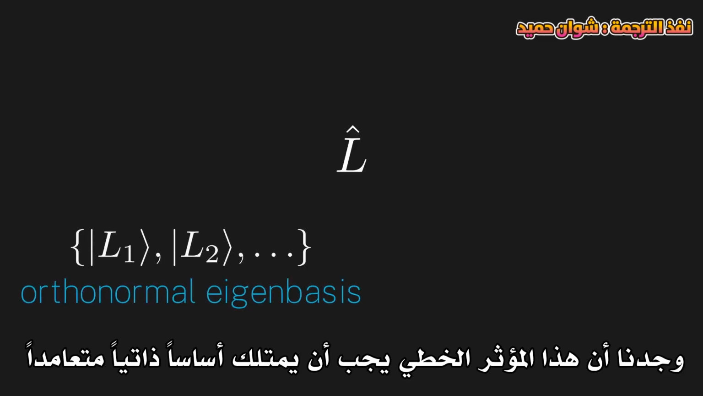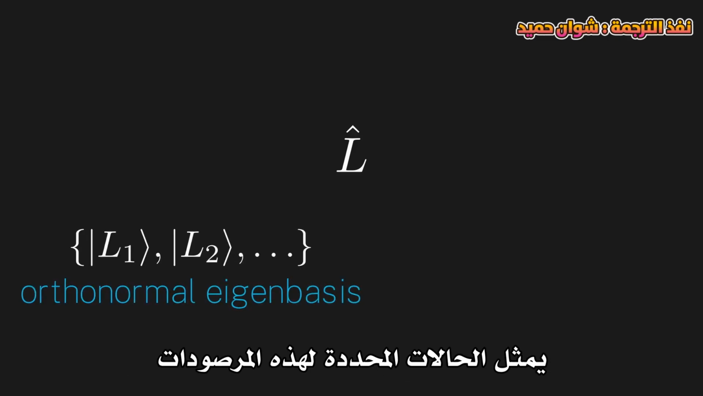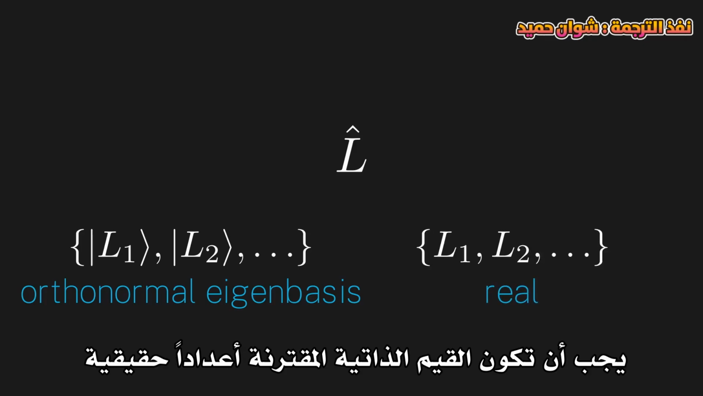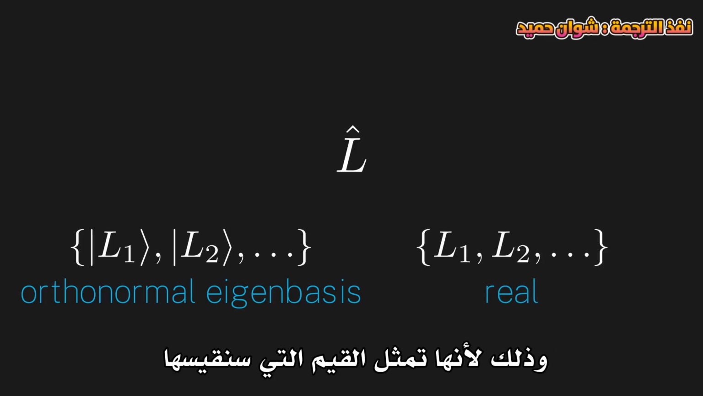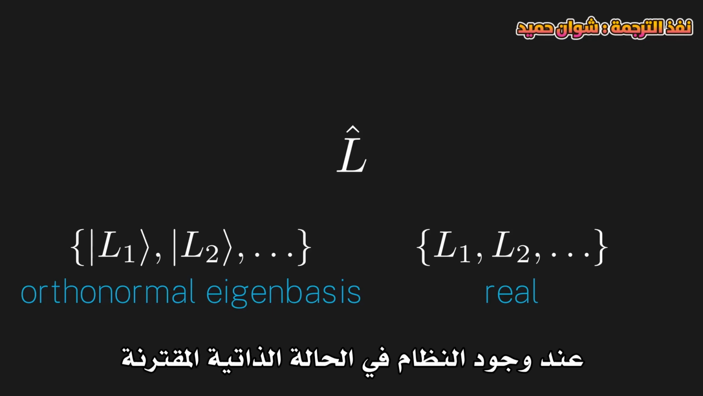So let's summarize a bit. In quantum mechanics, all physical observables are represented by a linear operator. By just considering physical intuition, we found that this operator must have an orthonormal eigenbasis, representing the definite states of this observable. The corresponding eigenvalues must be real, because they represent the values that we would measure in the corresponding eigenstate.